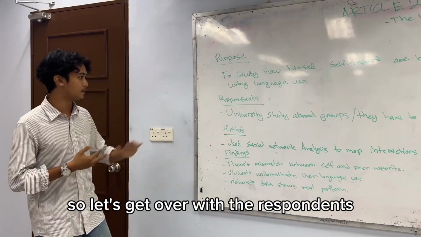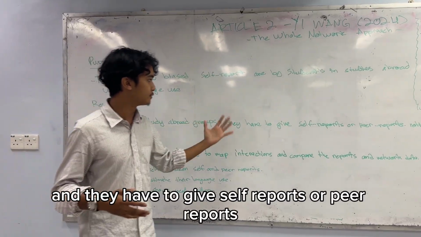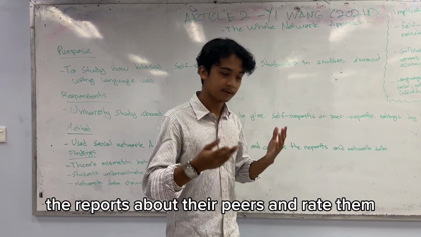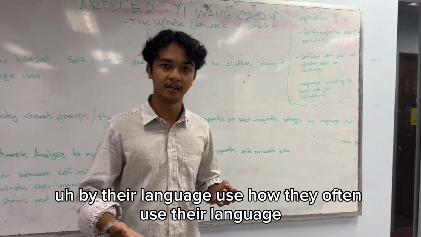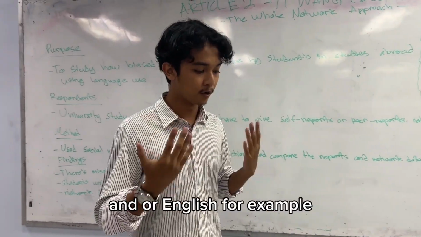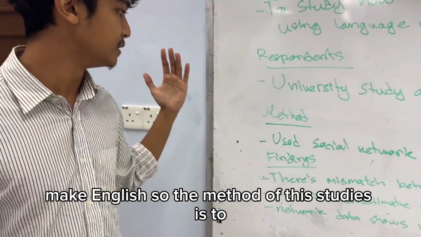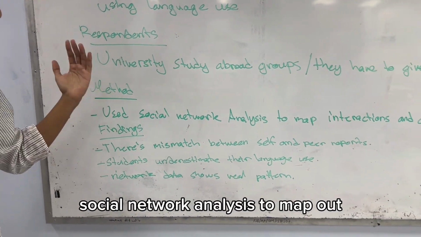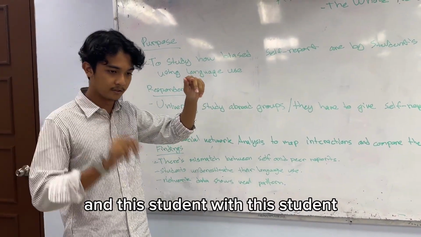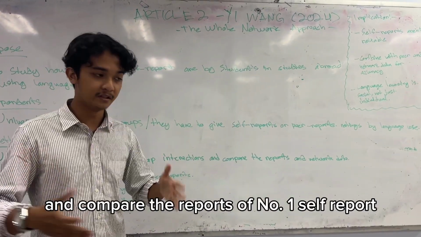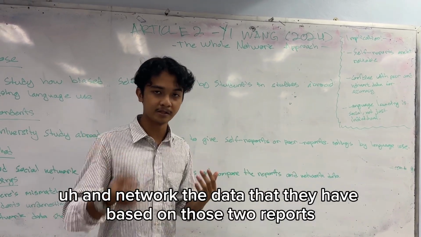Right, so let's get over to the respondents. The respondents are mainly university students studying abroad in groups, and they have to give self-reports or peer reports, which are reports about their peers, and rate them by their language use, how often they use their native language and or English, mainly English. For the method, the researchers used social network analysis to map out every interaction between the students, and compared the self-reports, the peer reports, and the network data based on those reports.